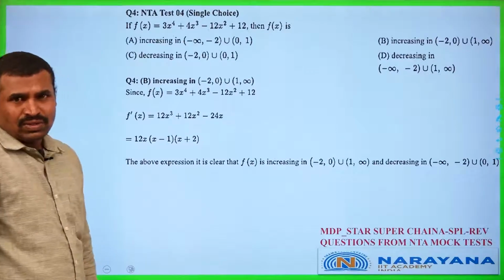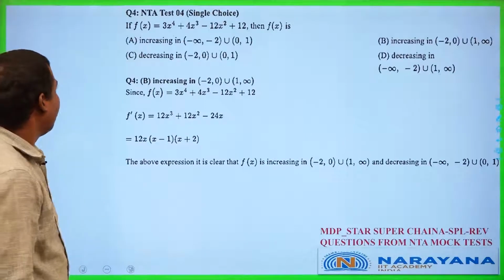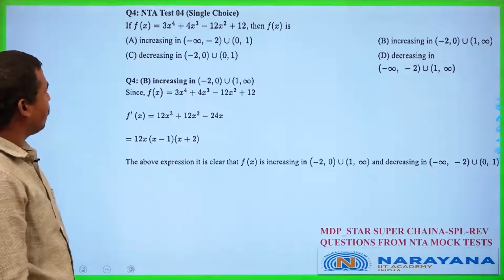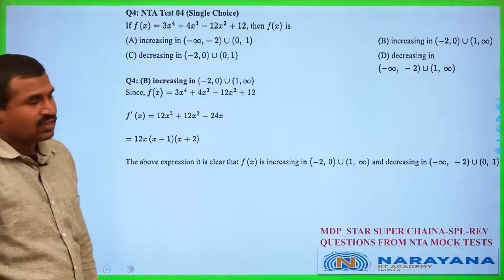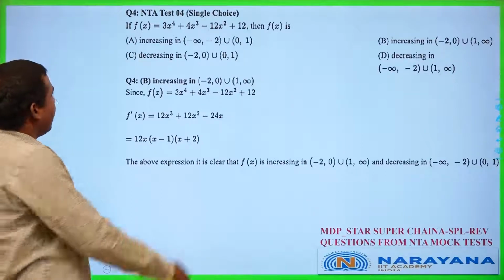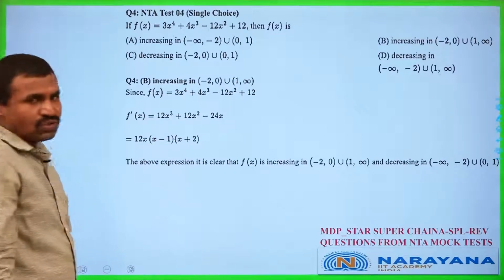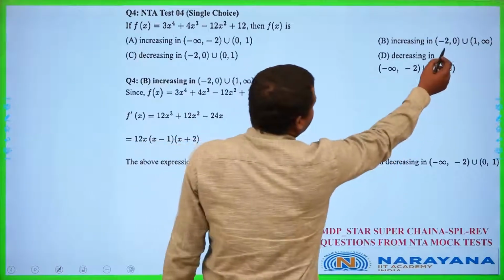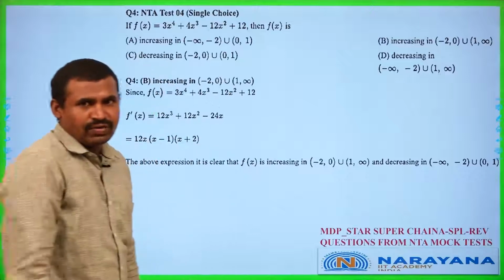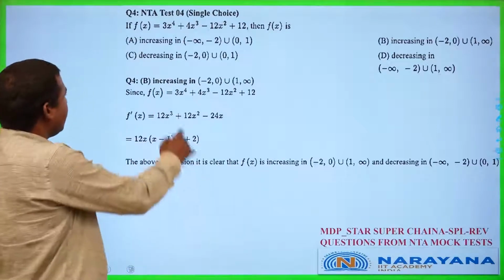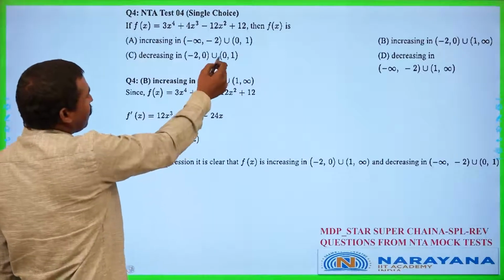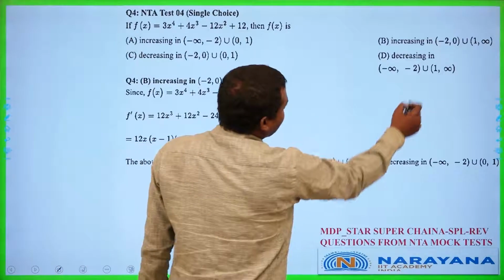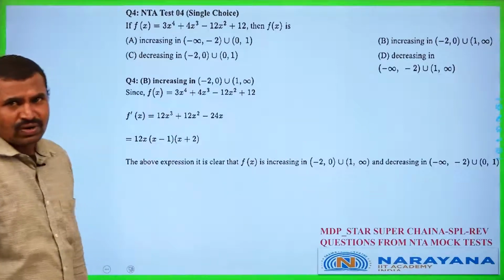So, now the third question: f of x is equal to 3 x power 4 plus 4 x cube minus 12 x square plus 12. Option A is increasing in minus infinity to minus 2 union 0 to 1, and option B is increasing in minus 2 to 0 union 1 to infinity. Option C is decreasing in minus 2 to 0 union 0 to 1, and option D is decreasing in minus infinity to minus 2 union 1 to infinity.